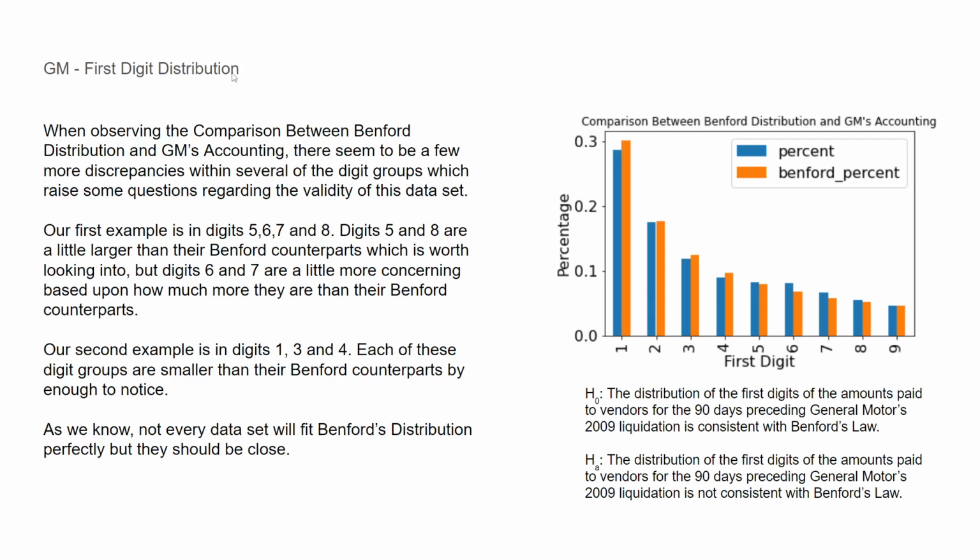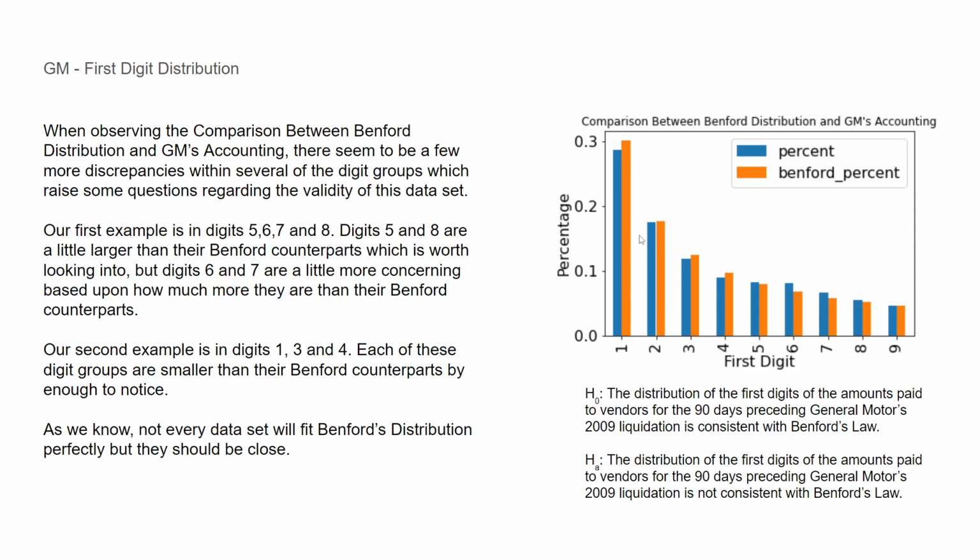General Motors, when observing the comparison between Benford's distribution and GM's accounting, there seemed to be a few more discrepancies with several of the digit groups, which raised some questions regarding the validity of this data set. Before I continue, this data set is the amounts paid to vendors for the 90 days preceding General Motors' 2009 liquidation. So that's pretty important because in these situations, you typically find more often than not companies committing fraud or people on the inside trying to make some extra cash before the company goes under.